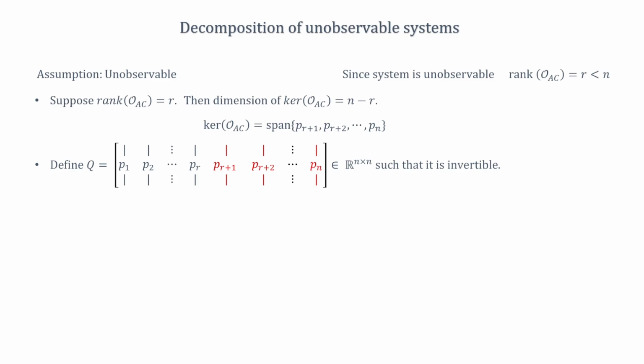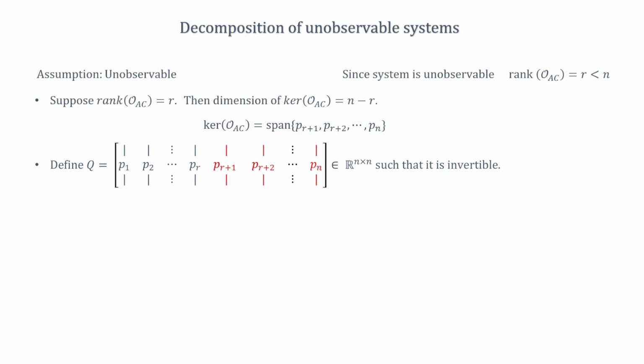We took Q, then we populated the first r vectors to be the basis vectors of image of CAB, and then we extended this matrix to a full n cross n matrix in such a way that the Q matrix came out to be invertible. In the same way, here also we are doing the same thing, only difference is that we are taking the n minus r vectors which are basis of kernel of OAC at the end of the matrix.